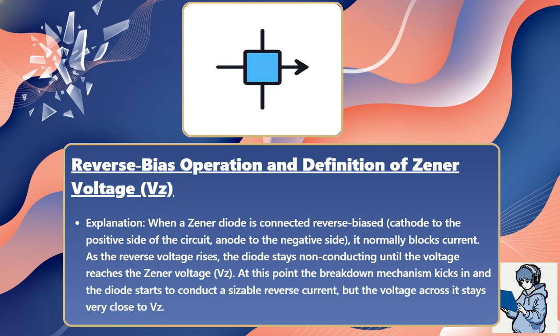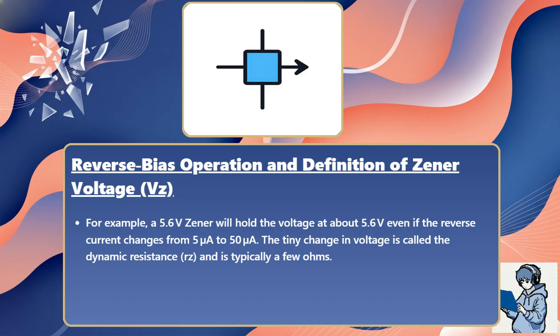Explanation: when a Zener diode is connected reverse biased, cathode to the positive side of the circuit, anode to the negative side, it normally blocks current. As the reverse voltage rises, the diode stays non-conducting until the voltage reaches the Zener voltage Vz. At this point, the breakdown mechanism kicks in, and the diode starts to conduct a sizable reverse current, but the voltage across it stays very close to Vz.